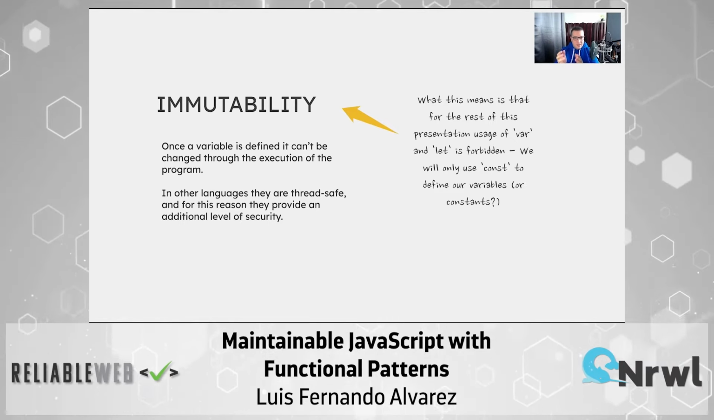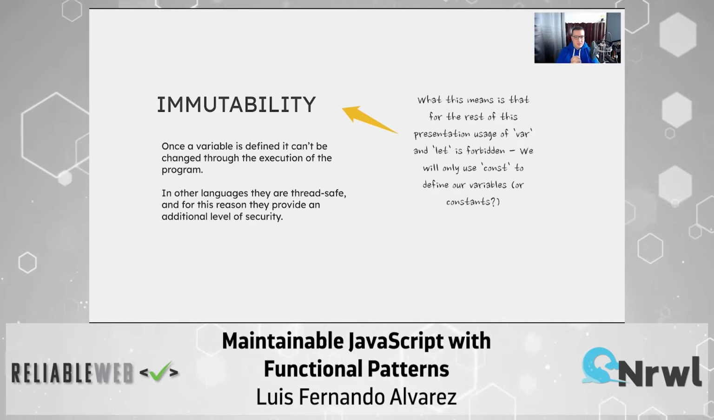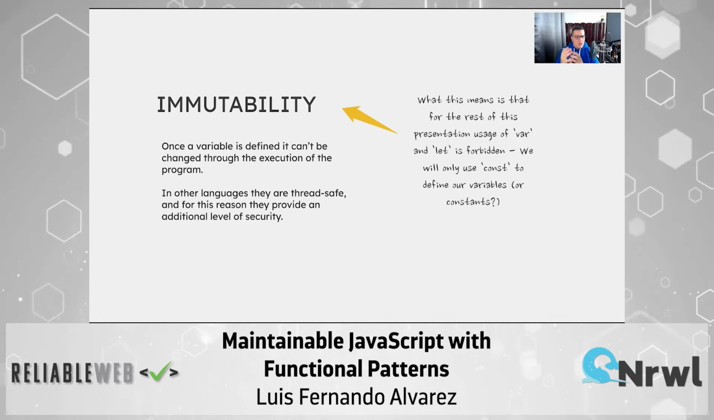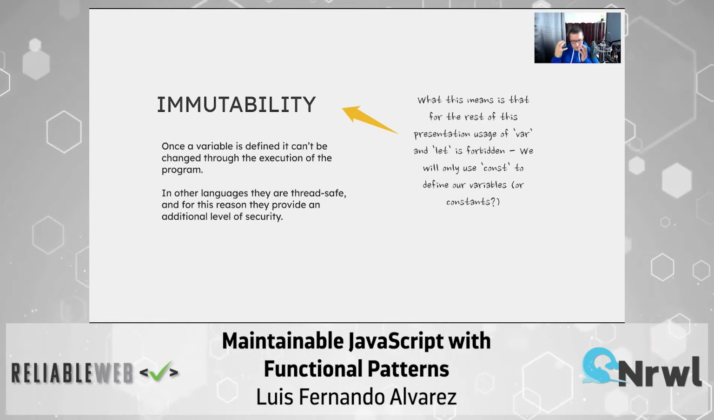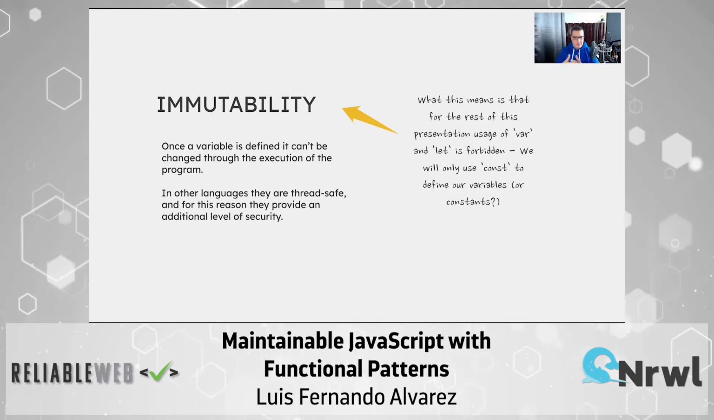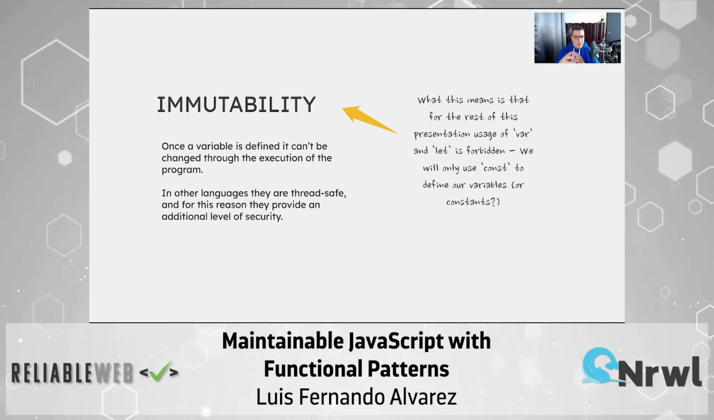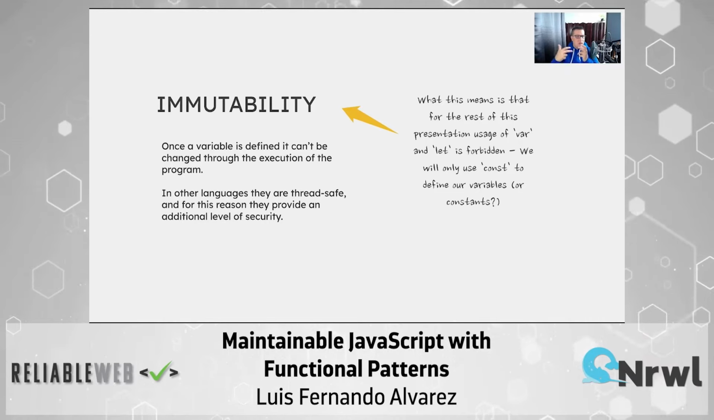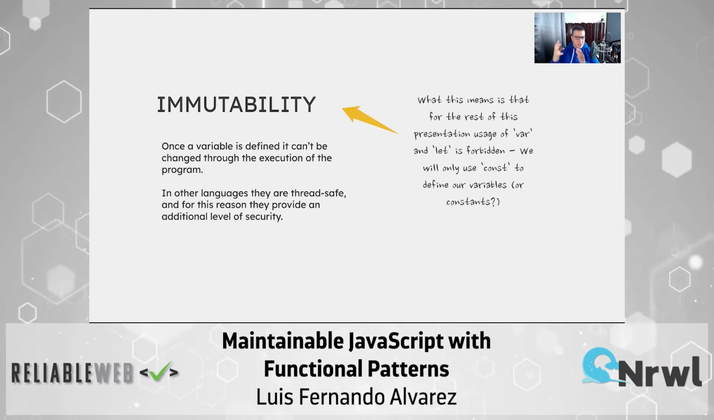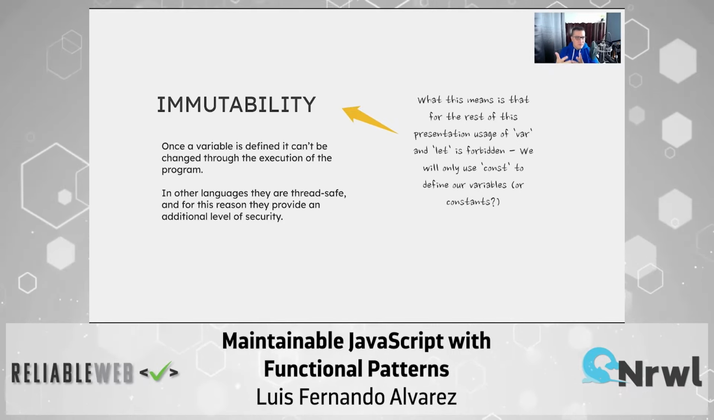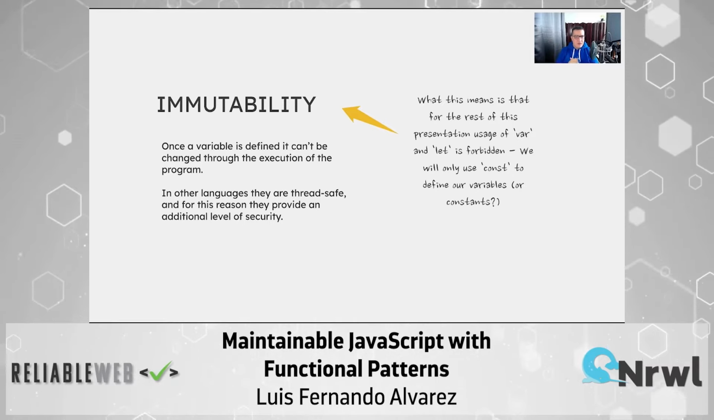So once a variable is defined, it can't be changed through the execution of the program. And in other languages, they are thread safe, right? If we define every variable as immutable, if we define everything as a constant, that makes them thread safe, just because you can't alter those between each thread. In JavaScript, since it's single threaded, we don't have this problem a lot. But for this reason, they provide an additional level of security.